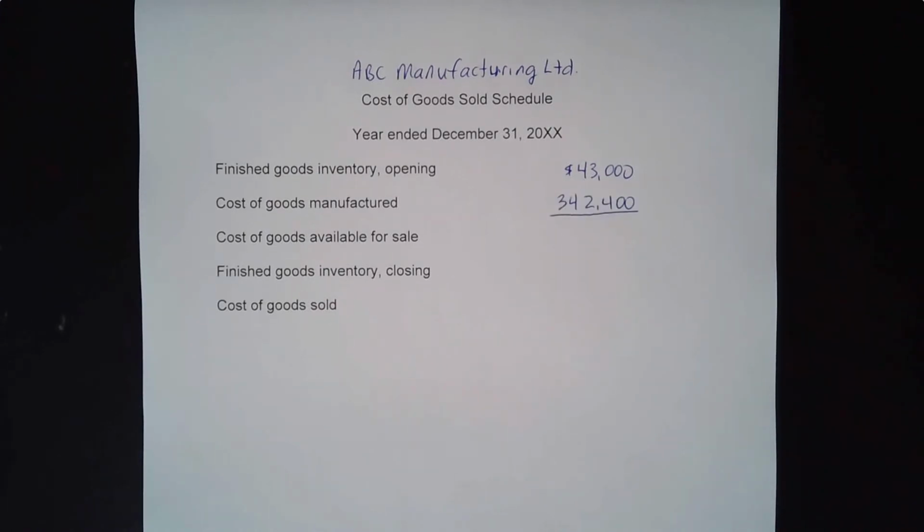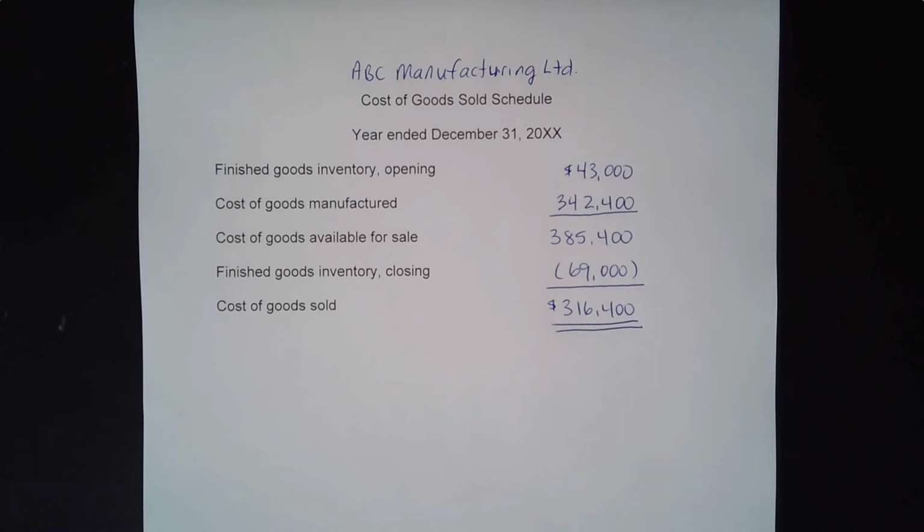The finished goods inventory opening plus the cost of goods manufactured, $43,000 plus $342,400 is cost of goods available for sale of $385,400. This is the total value of all the goods available for sale to our customers throughout the period. In order to calculate the cost of goods sold, we have to deduct finished goods inventory closing of $69,000. $385,400 minus $69,000 is equal to our cost of goods sold of $316,400. This is the cost of goods sold that we're going to use in our income statement for ABC Manufacturing Limited. Let's move on to the income statement.